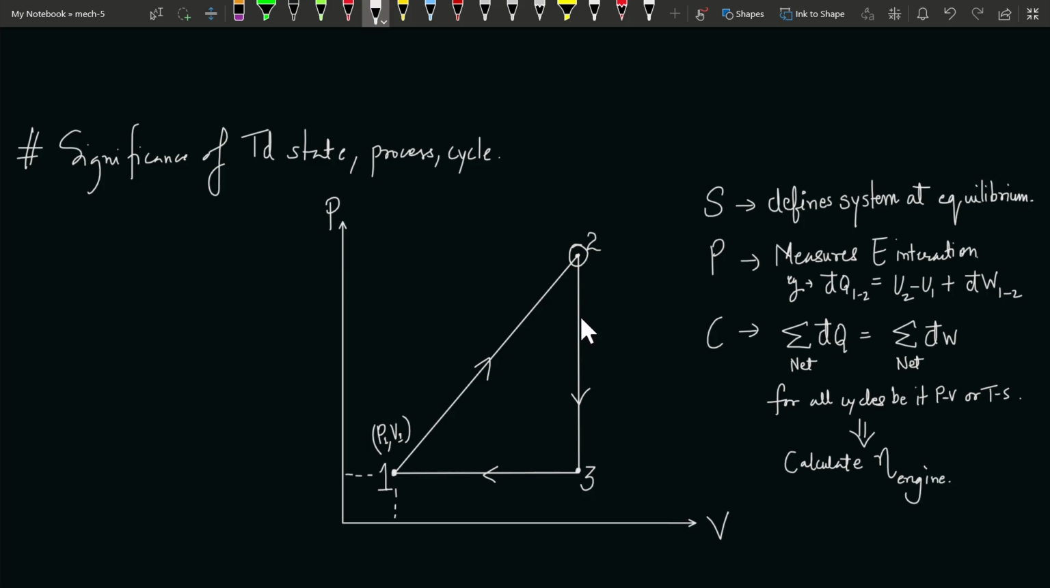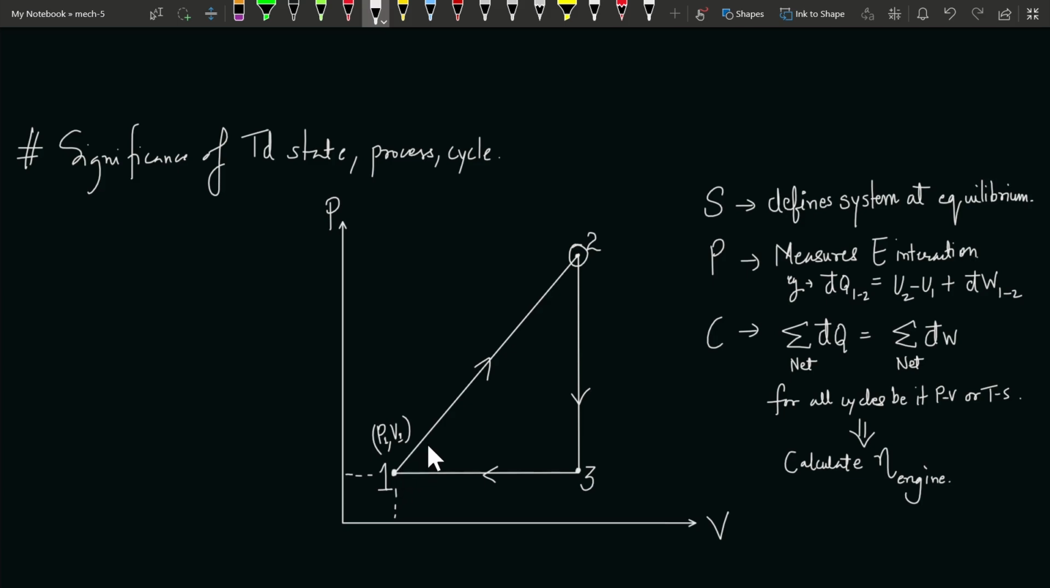And the final one we have here is cycle. What is cycle? The cycle is the combination of different processes, like 1-2, 2-3, and 3-1 making the 1-2-3-1 cycle. So cycle is a combination of different processes in which the initial property of a system is the same as the final property of the system. So this is our cycle.